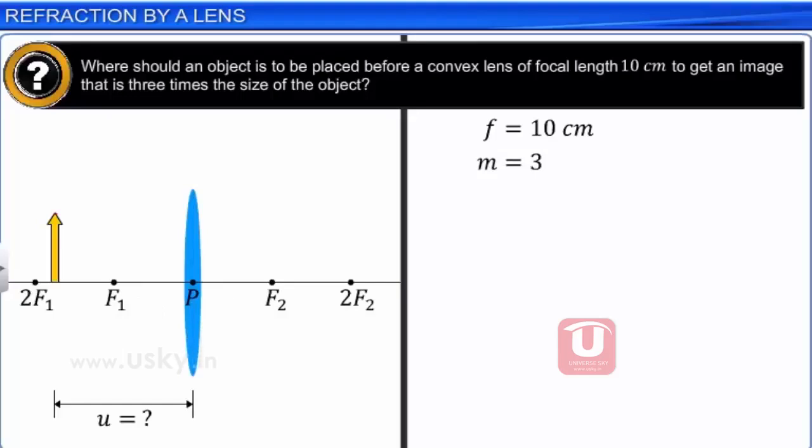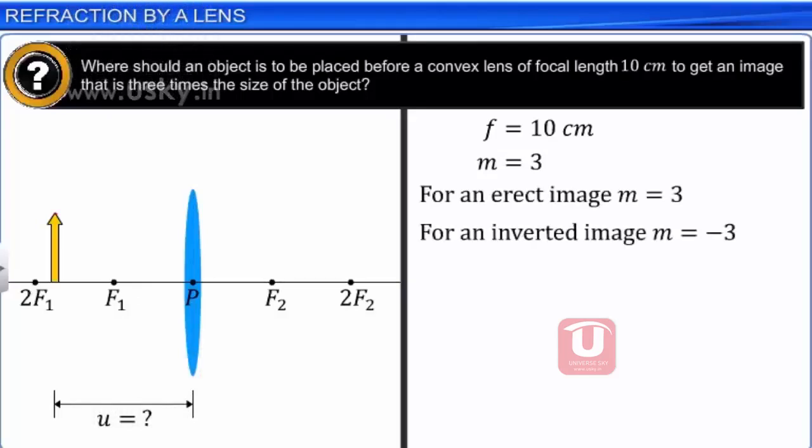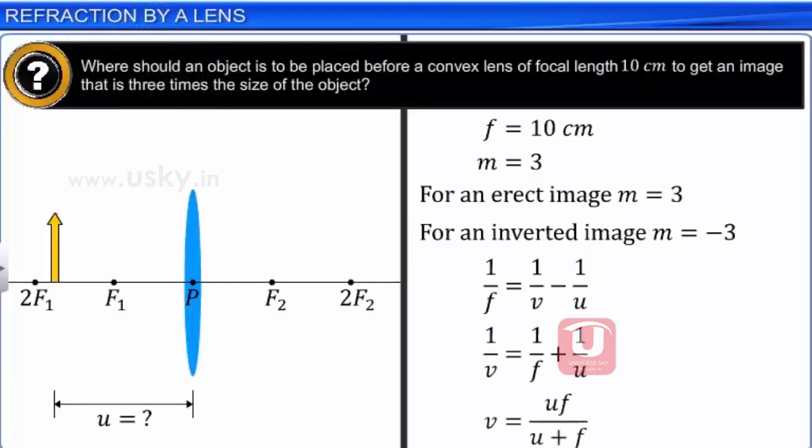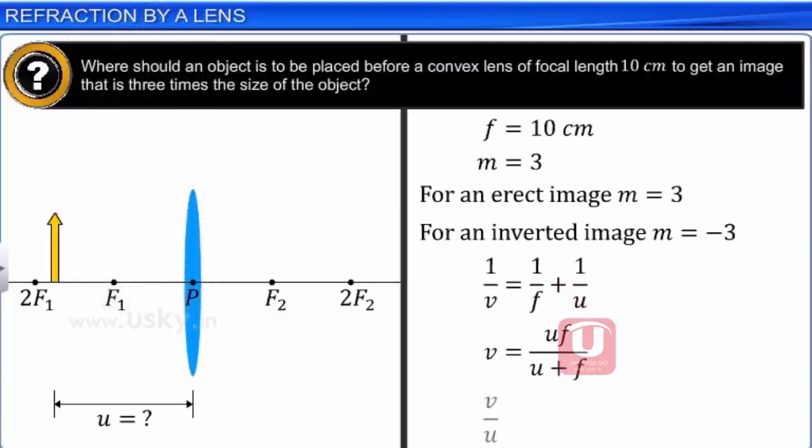As per the thin lens formula, 1 by f is equal to 1 by v minus 1 by u. On rearranging the terms, we get v by u is equal to f by u plus f. Therefore, linear magnification m is equal to v by u, which is also equal to f by u plus f.